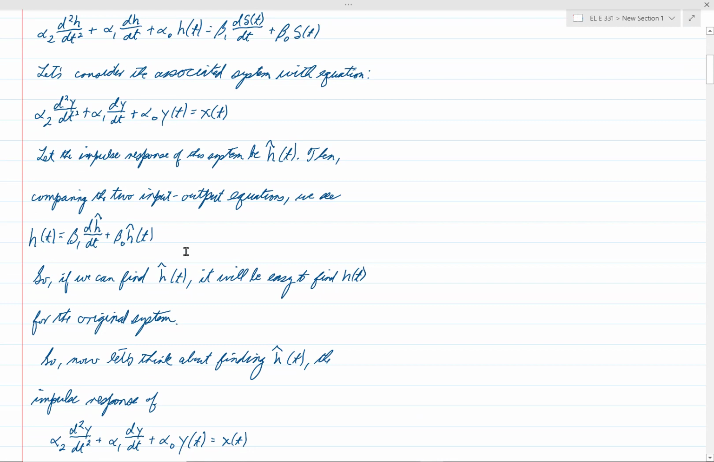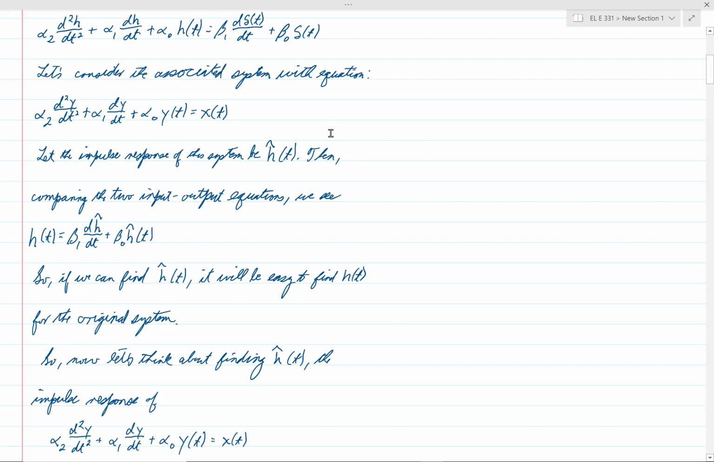So if this is true, then this is a simple operation here. This is just taking the derivative, multiplying by beta 1, then taking the function h hat, multiplying by beta naught, and adding that all together. It's always easy to take the derivative of a function. So if this is true, then it's going to be easy for us to find h from h hat. But now let's see how we would find h hat.